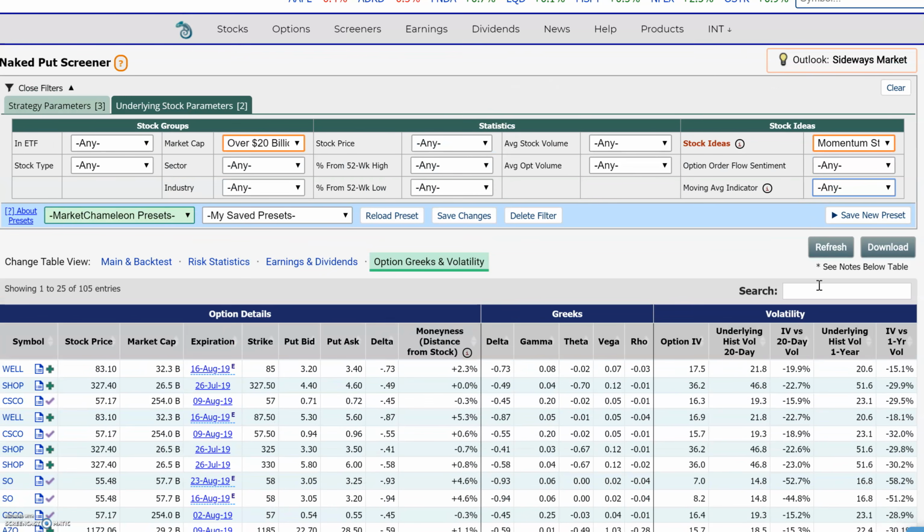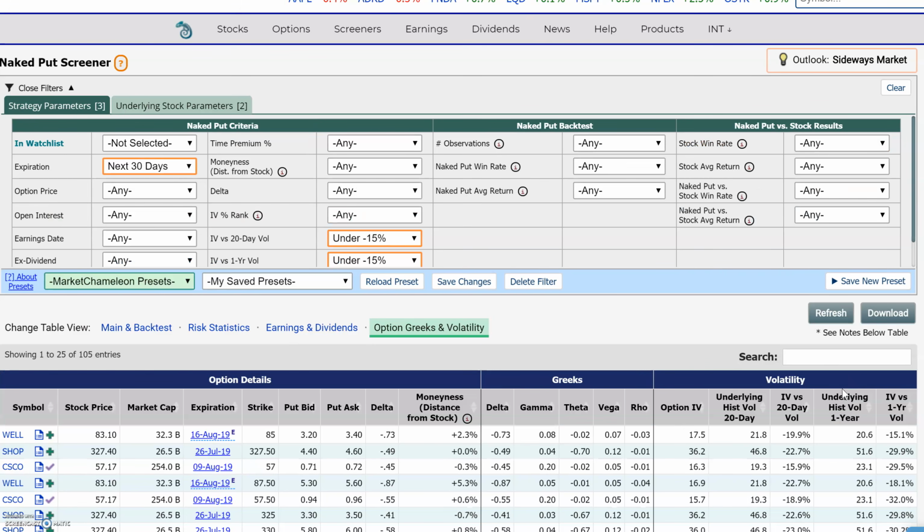So that's one way that you would want to use the scan to compare the implied volatility versus historicals to filter out potential put candidates that look overvalued or undervalued relative to the historical volatility.